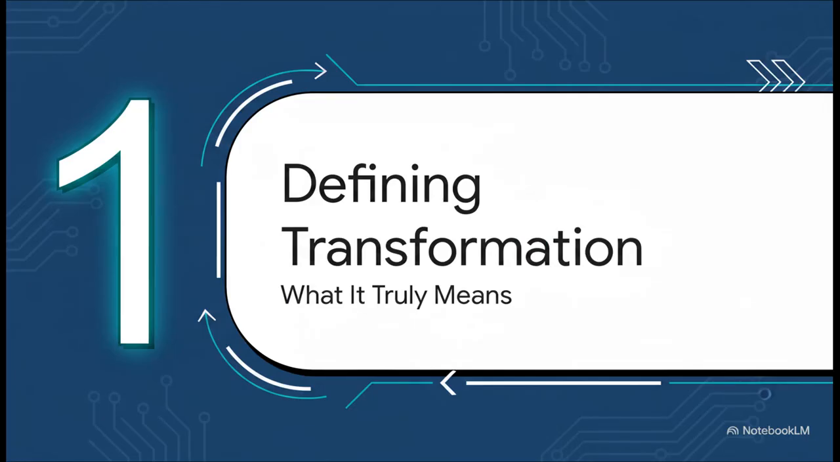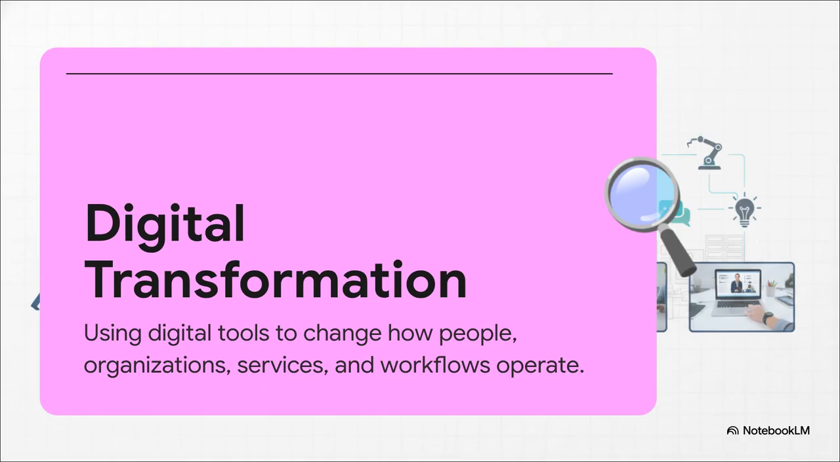Starting off with part 1, defining digital transformation. And honestly, we need to bust a really common beginner myth right out of the gate. So, digital transformation is not just buying fancy new software. It's definitely not just taking a paper form and slapping it onto a screen. It's a fundamental redesign of how work actually gets done. The whole goal is to make things faster, easier to manage, or just way more useful for people.